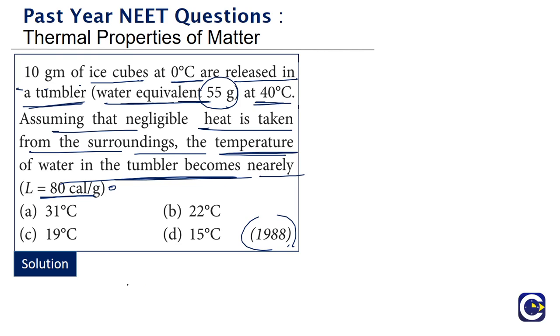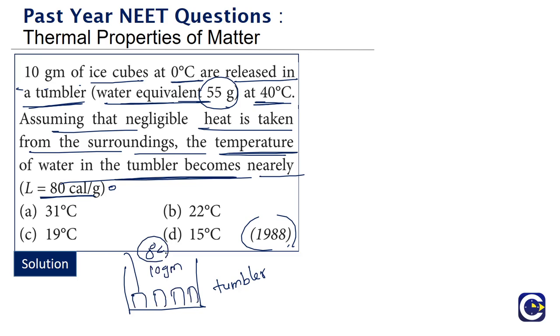So look at it. What is the situation here? So we have the tumbler. We are putting these ice cubes into the tumbler. How much is the mass? 10 grams. These ice cubes are at how much temperature? 0. Tumbler is at what temperature? 40. So what is going to happen? The tumbler is going to lose heat because it is at high temperature, and the ice will start gaining heat.